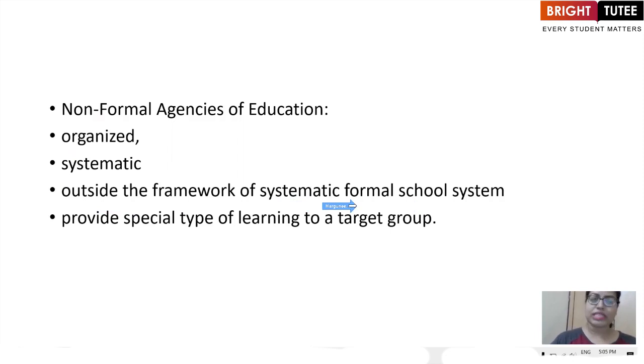So this statement is actually trying to emphasize the fact that it is separate from the formal school system that we have. They provide a special type of learning, and this type of learning is usually provided to a target group. So a special population who have defined needs, what exactly they are looking for. According to that, the education is imparted to this kind of people.